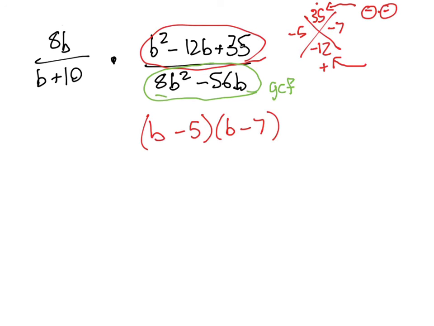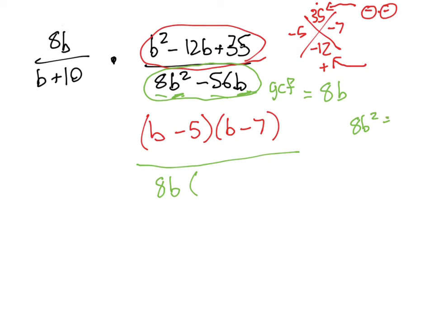8 and 56 are both able to be divided by 8, so we can divide those terms by 8, and b and b squared contain a common factor of b. So we can factor out that 8b from both of those terms in the denominator, and that means that we're then going to divide each of those terms by 8b.